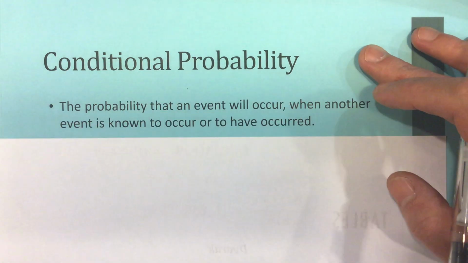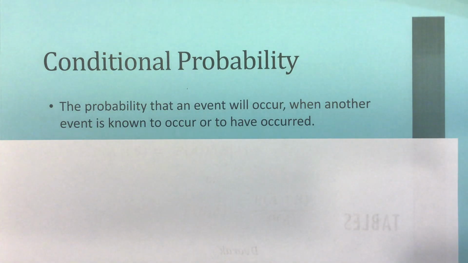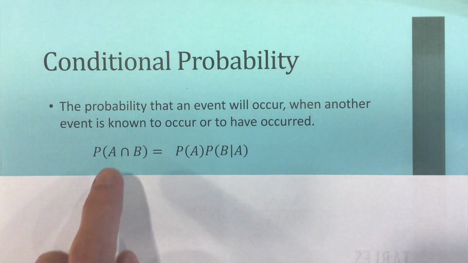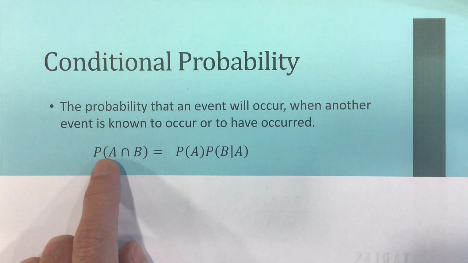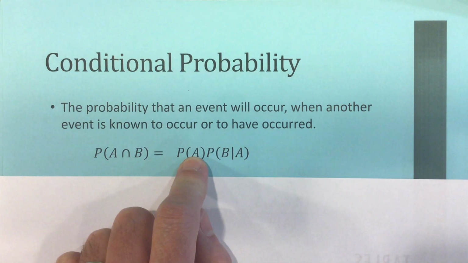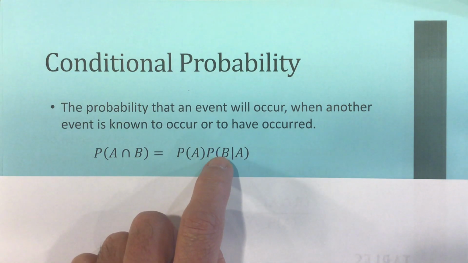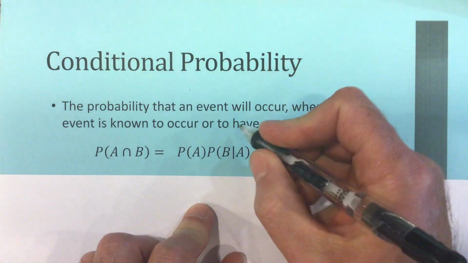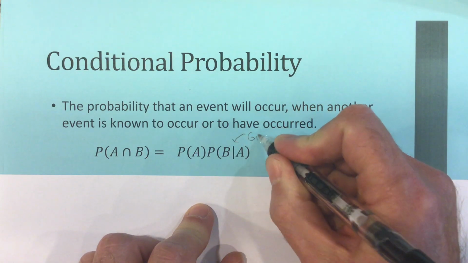So when I know something will have already occurred, what's the probability that the next thing happens, right? So that's the condition, and that's why it's dependent, okay? And here's how we do it, okay? So the probability of 2 events both occurring, right, A intersect B, is simply the probability of event A occurring multiplied by the probability of B occurring given that A has already occurred, right? So that's what this line right there means, given.